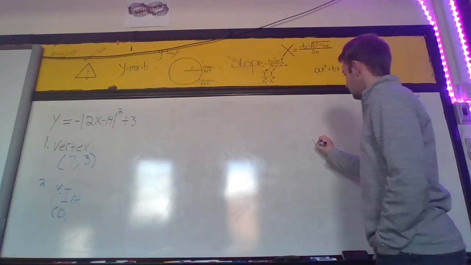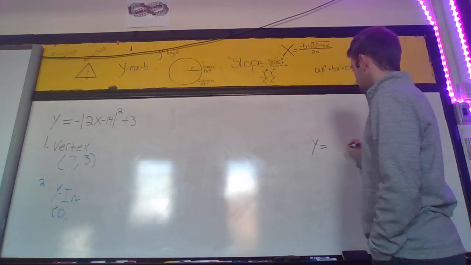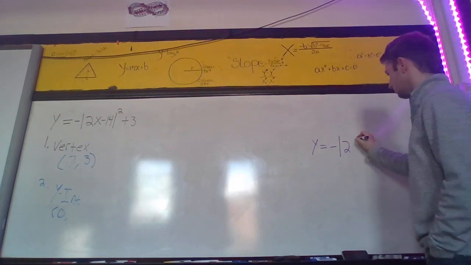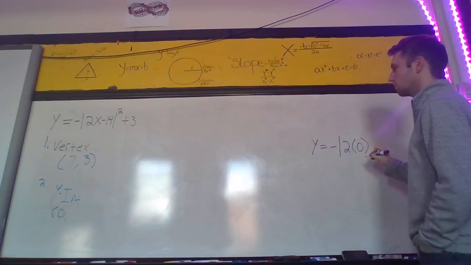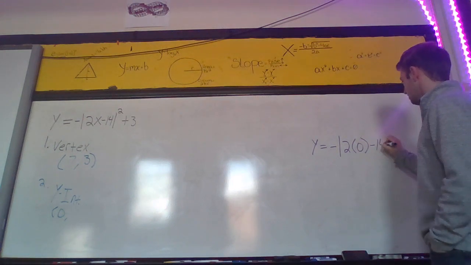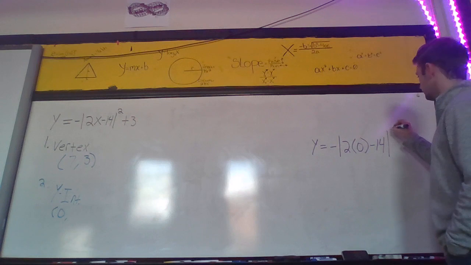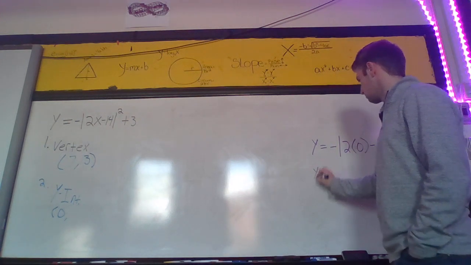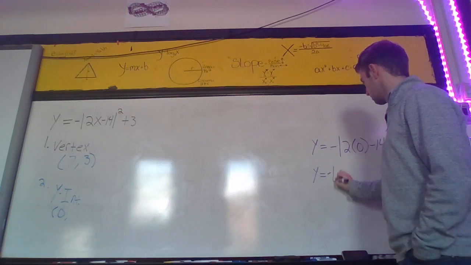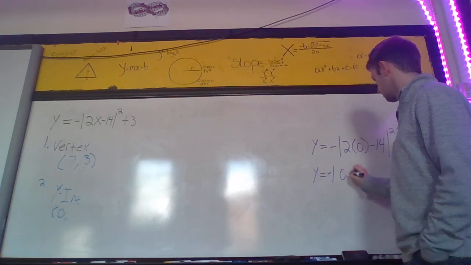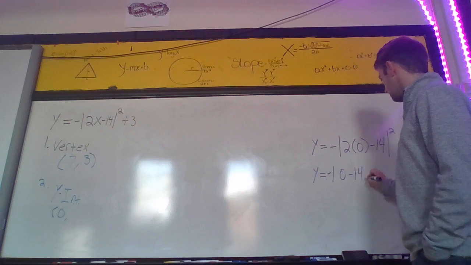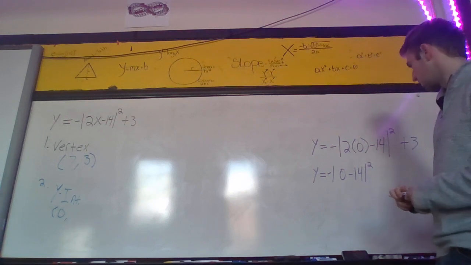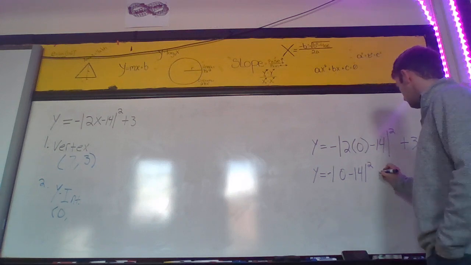So y is equal to negative absolute value of 2 times 0, minus 14, and then squared, plus 3. 2 times 0 is going to get us 0. We've got a minus 14, which is just going to be negative 14. And then we've got negative 14 squared, plus 3.